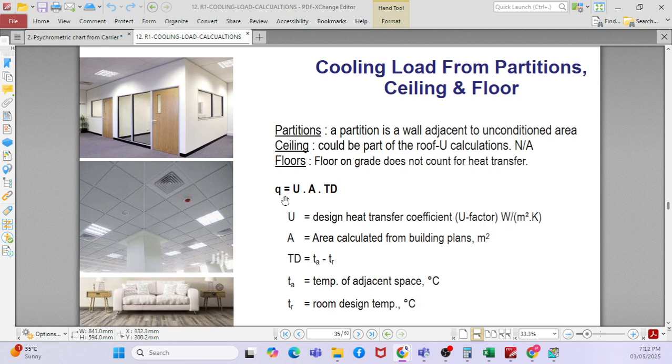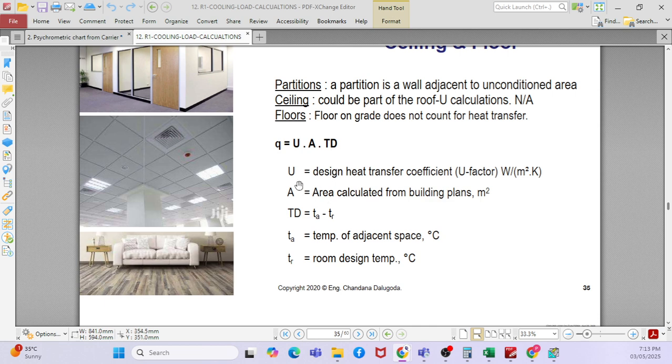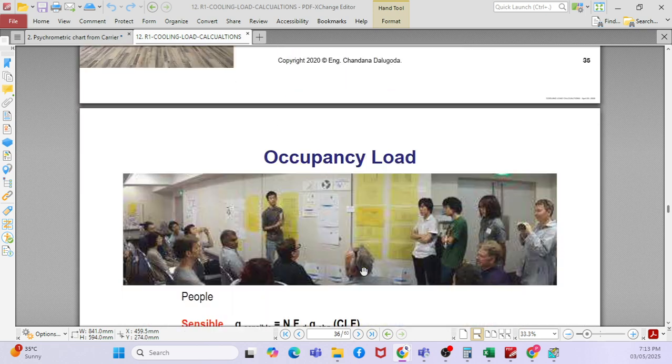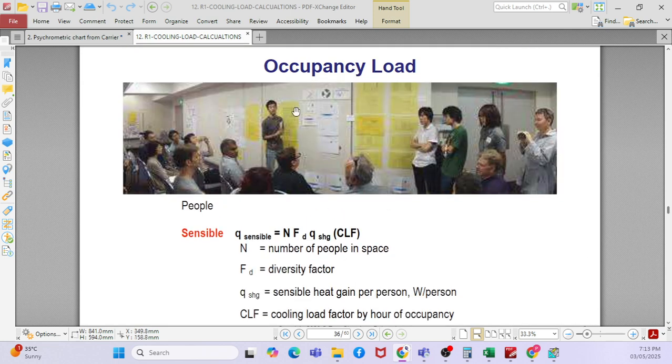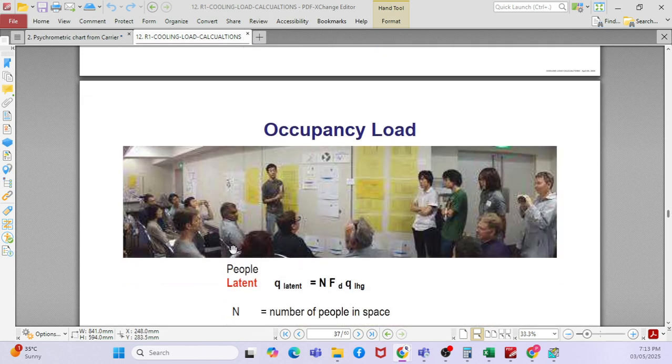So what is the equation? Q equals U A delta T. U is the design heat transfer coefficient, area is calculated from the building plans, and the temperature difference is from the adjacent space to the room design temperature, right? And if you go further, for the occupancy, you have both sensible load and latent load, right?